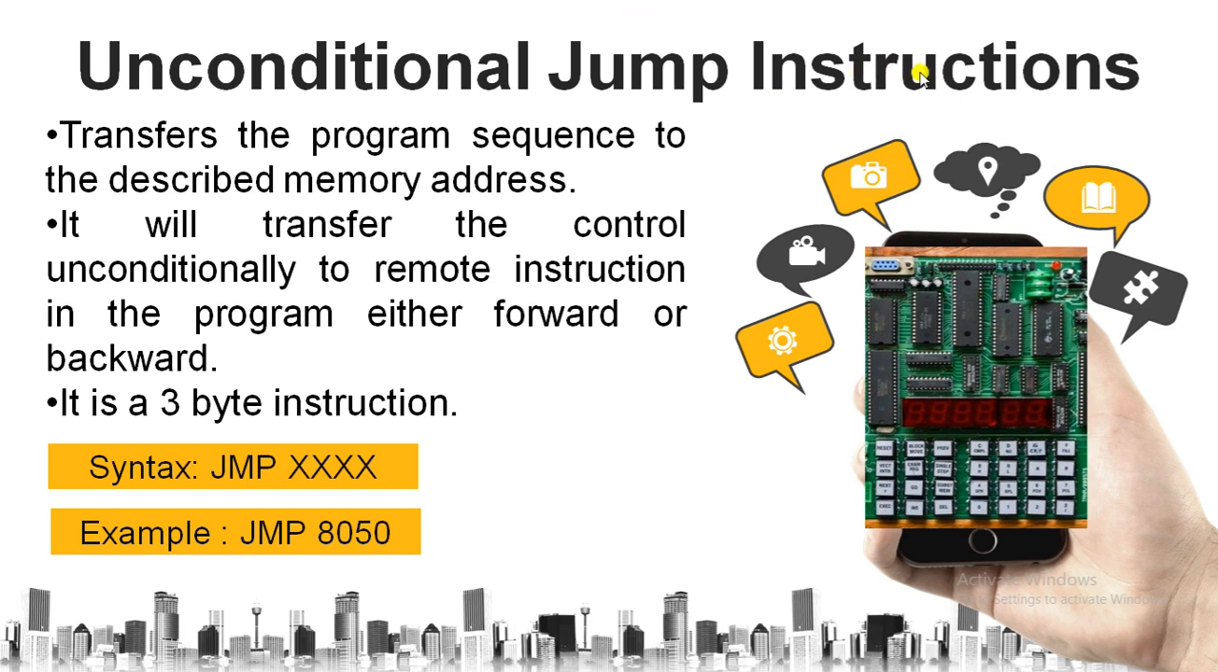Unconditional jump instructions transfer the program sequence to the described memory address. It will transfer the control unconditionally to the remote instruction in the program, either forward or backward. It is a 3 byte instruction. The syntax is JMP XX XX, where XX XX is the 2 byte address, and the remaining 1 byte is the mnemonic. Example: JMP 8050.